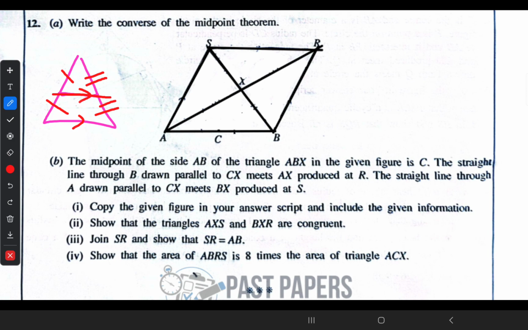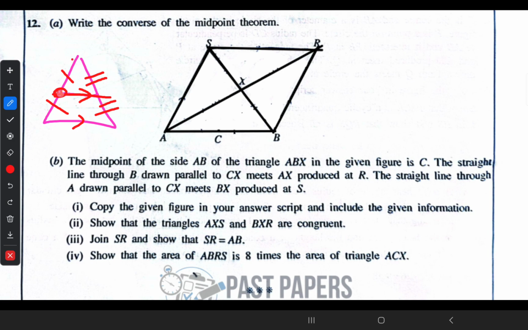So in opposite, the converse theorem of the midpoint theorem is that if a line which is going through two sides of a triangle, and which is parallel to the third side and half of its length, then those two sides are bisected by that particular line. Okay, I'll repeat again.